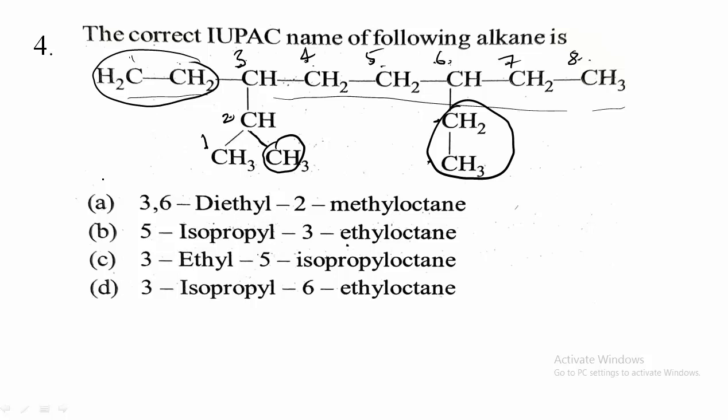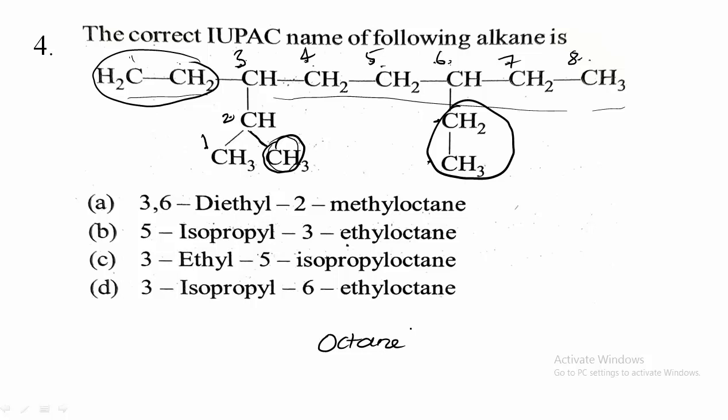So now 3 substituents are there in this chain, and I have numbered it like this. Now name this. In this chain, 8 carbon atoms are there. So what prefix will you use? Oct. All are single bonds, so ANE. There is no functional group.